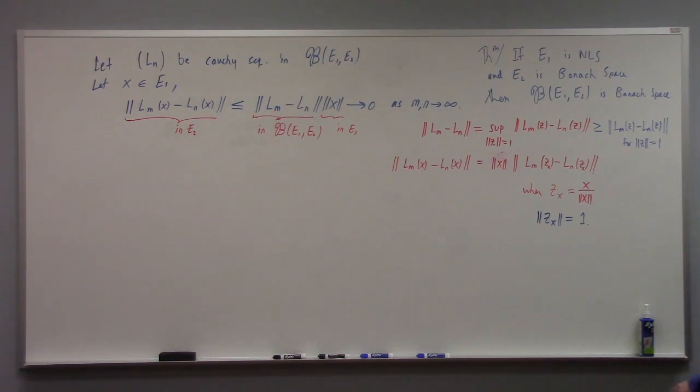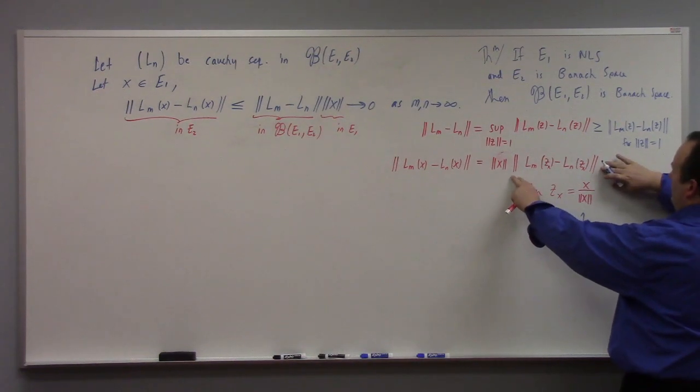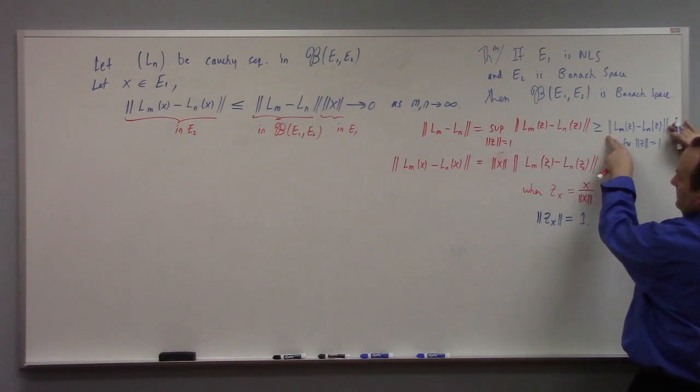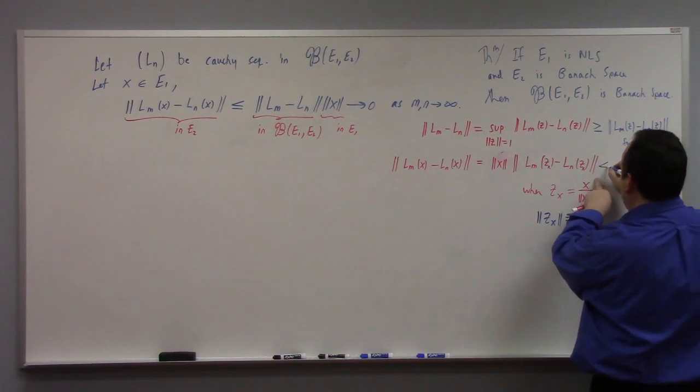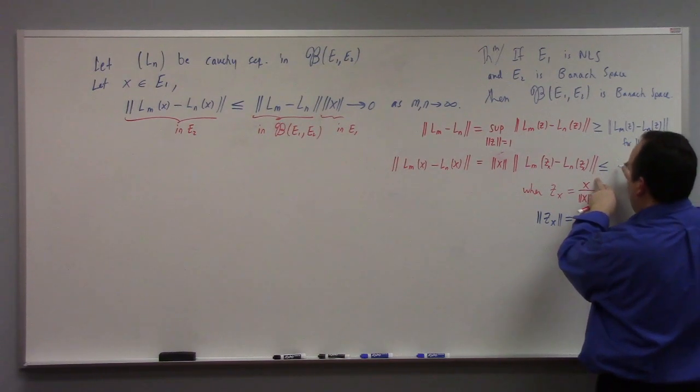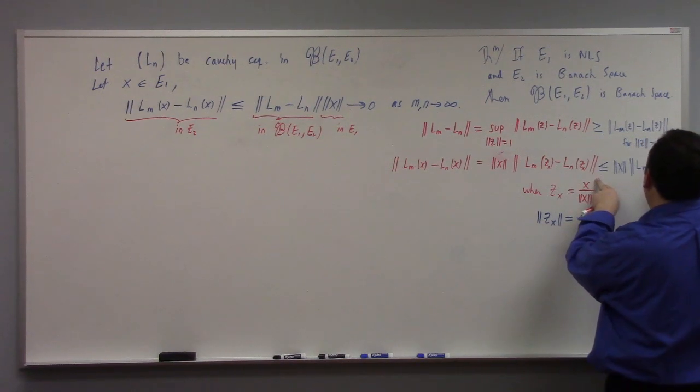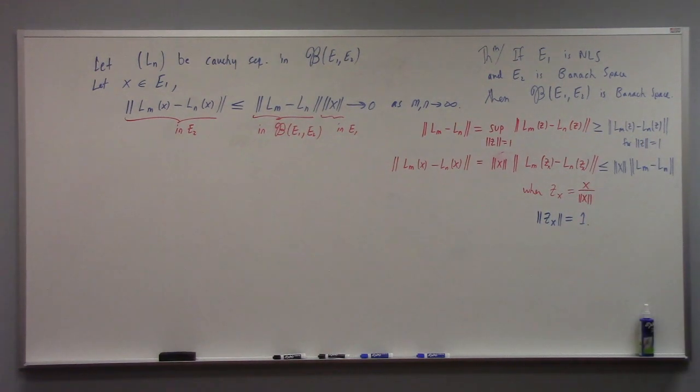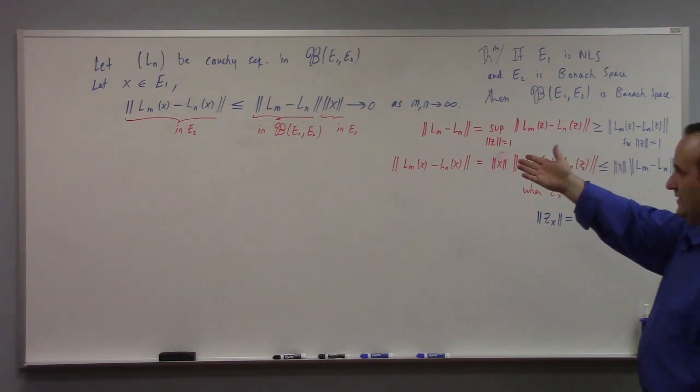So we've got this, like that, right? So that's less than or equal to the norm of x, right, times Lm minus Ln. So that's why this is a reasonable thing to write down.